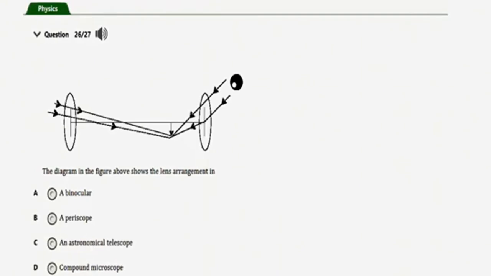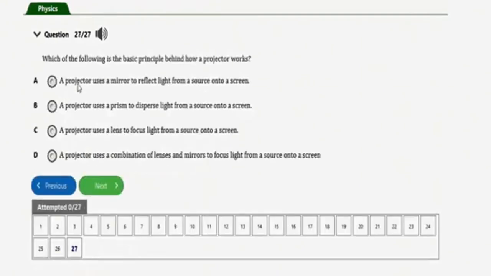Alright, next question, the last one before we call it a class, is this one. It says, which of the following is the basic principle behind how a projector works? A projector uses a mirror to reflect light from a source onto a screen. A projector uses a prism to disperse light from a source onto a screen. A projector uses a lens to focus light from the source onto a screen. A projector uses a combination of lenses and mirrors to focus light from a source onto a screen. The right option here is option D.